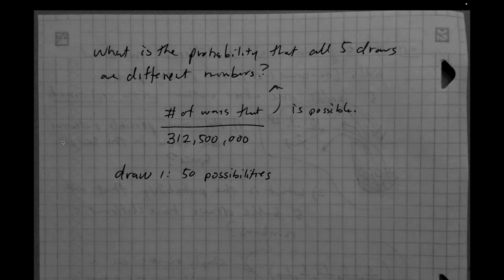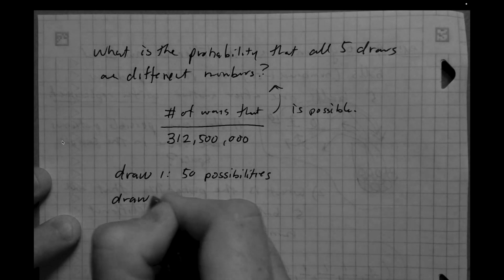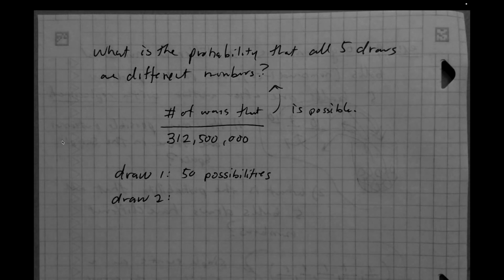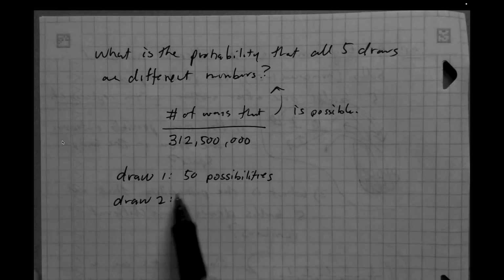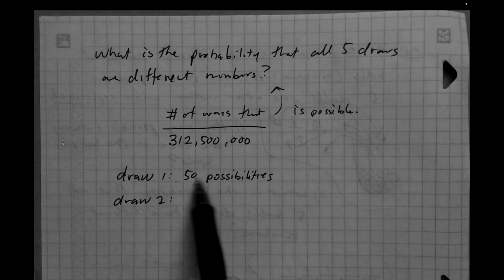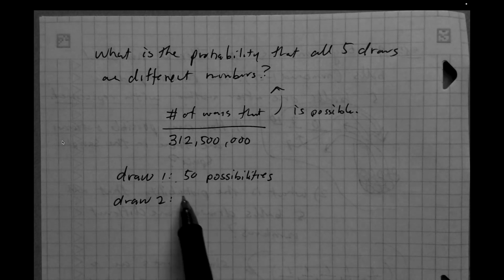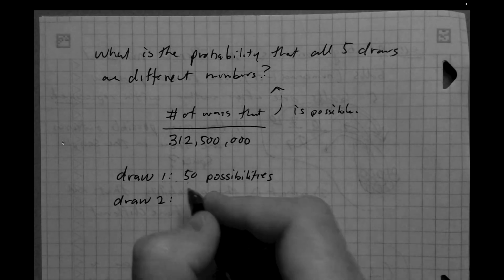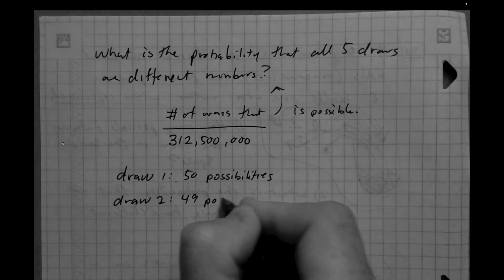Okay, so I've got 50 possibilities, numbers 1 through 50. What about draw 2? Well, I don't have 50 possibilities anymore, right? Because I actually got something on the first draw. I put that ball back in, so it's in play, but I don't want to consider that. So instead of 50 possibilities, I have 49 possibilities.